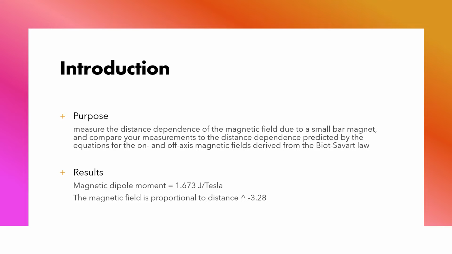The results I obtained from this experiment are that the magnetic dipole moment is approximately equal to 1.673 joules per Tesla. The magnetic field is proportional to distance to the power of negative 3.28.